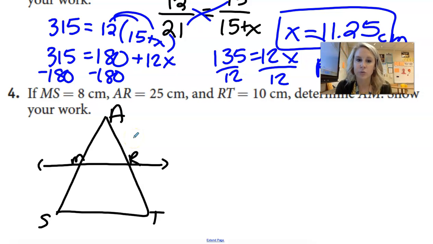I want you to solve for AM. Okay, so again, do the similar thing, part over whole equals part over whole, and we'll go over the answers and check your work. So press pause and try number 4 on your own.